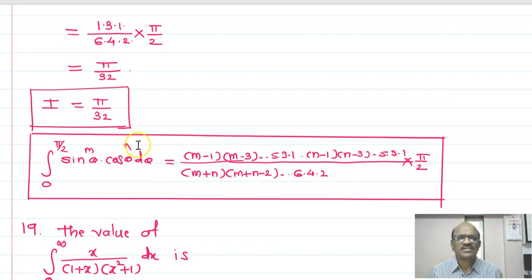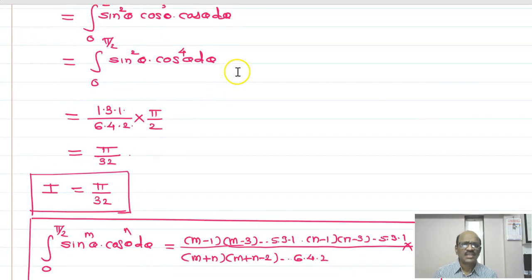When m and n are even numbers, then we take the numbers m minus 1, m minus 3, and so on up to the odd numbers. And again for n, n minus 1, n minus 3, down to 5, 3 and 1. And for the denominator, the same thing is done: the sum of these two, that is m plus n, then m plus n minus 2, and in this way you are getting the product, into pi by 2. Whenever these types of formulas come in the exam, I will denote what type of formula is asked here.